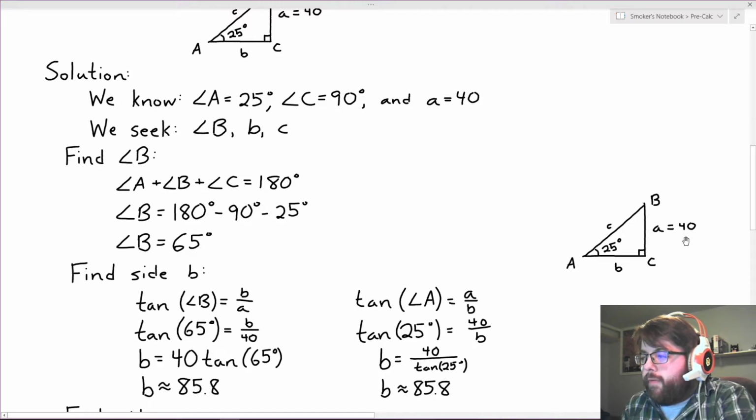I'm going to fill in 40 for A again, but you see how these are switched because I switched the direction. And I need to put 25 in for this angle. To solve this for B, you can swap the tan and the B. Because if you think about it, multiply both sides by B, so you have B times tan equals 40, and then you divide both sides by tan 25. Tan 25 is just a decimal number, so you can divide both sides by it.